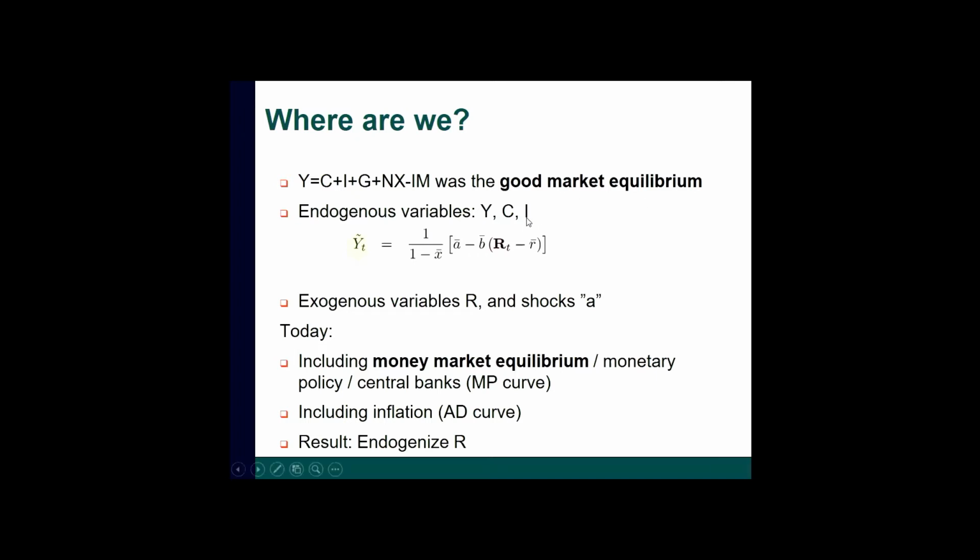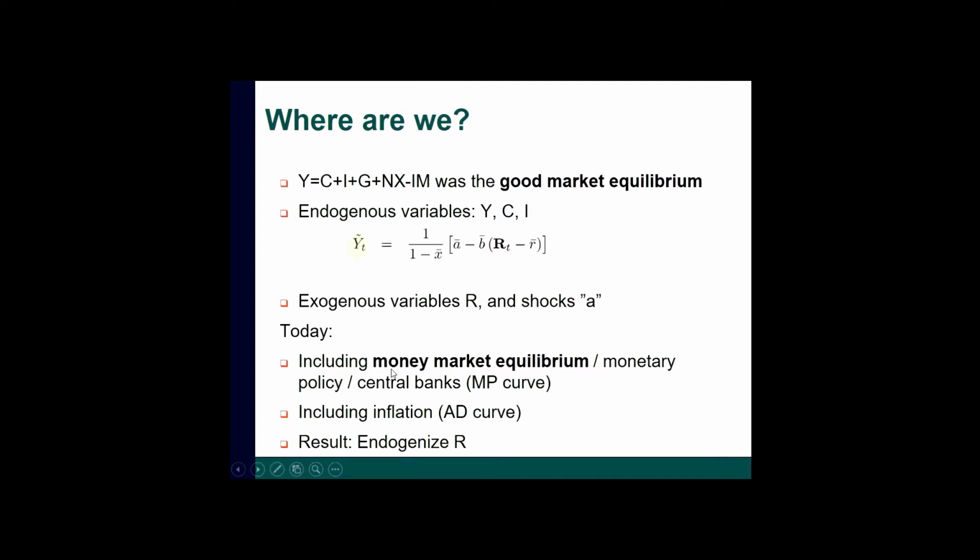And investment was endogenous because it was driven by the interest rate. Just because it's a while ago: if the interest rates go up, investment goes down, right? Because fewer projects are breaking even. Exogenous variables, so that's variables that we just plugged in. We said this is a certain number, we take it from outside. Those were in the past R and all kinds of shocks which were hidden in the variable A.